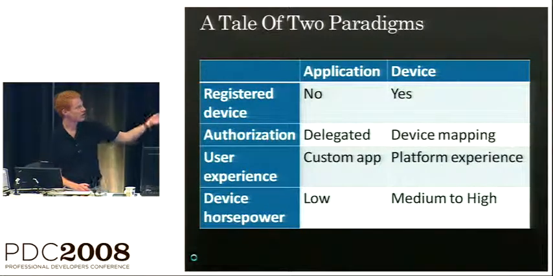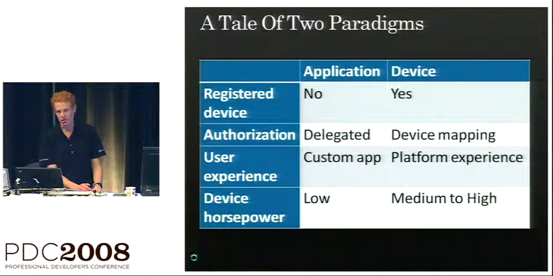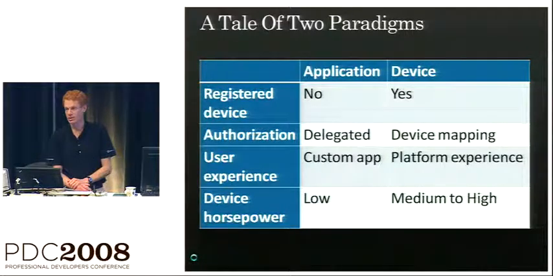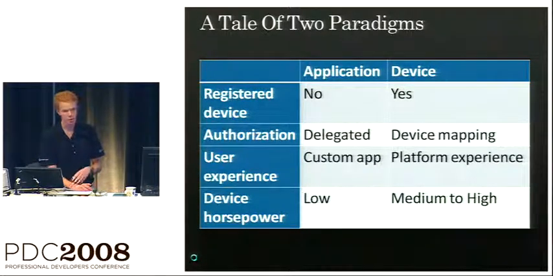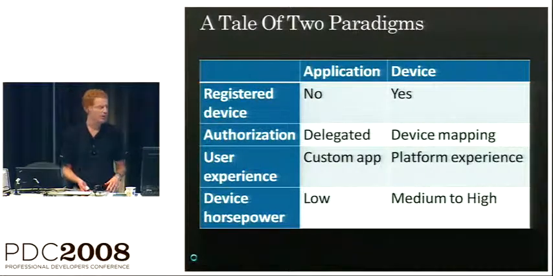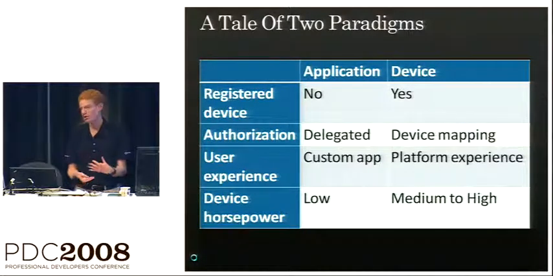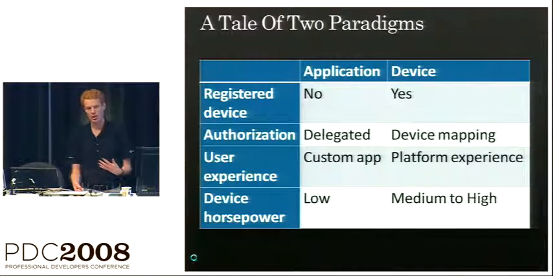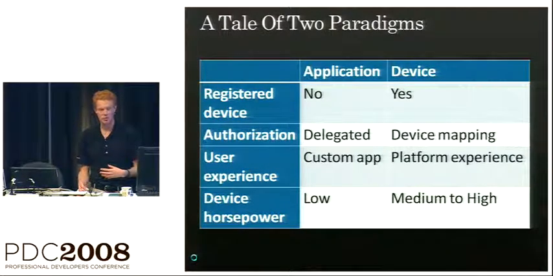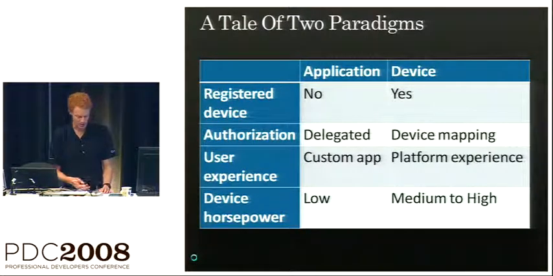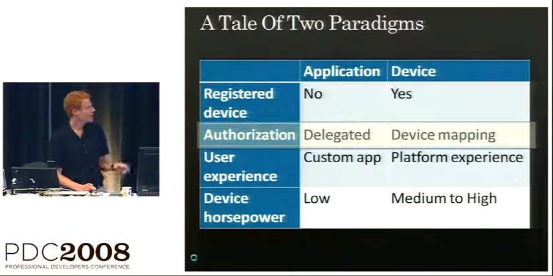On the flip side, obviously, the device, as I said, has a registered device. The authorization model is a little bit different. We're going to go into it in some detail here so you understand how that works. The user experience is managed by what we call the platform experience, the device ring and per folder. And the device horsepower is a little bit higher. It's probably not all the way up to high, but we do expect the device to be able to get some credential information. We expect the device to be able to post a bunch of presence and status information, to be able to refresh that information, to be able to respond to redirect codes from the server or timeouts from the server and know how to behave appropriately. So we do expect a little bit more out of the device to really participate there in the right way.